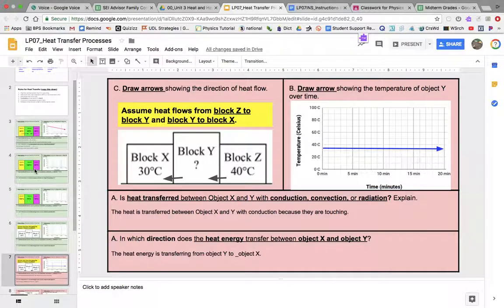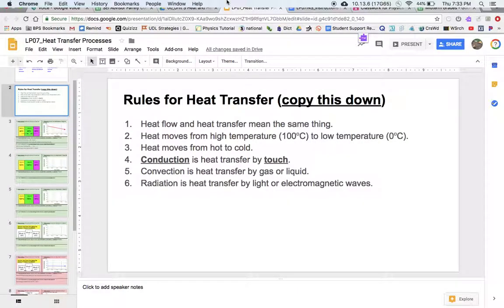So your goal is to finish two more on your own. All right, copy these down, copy 3, copy 7, and copy the notes, and then finish two more on your own.